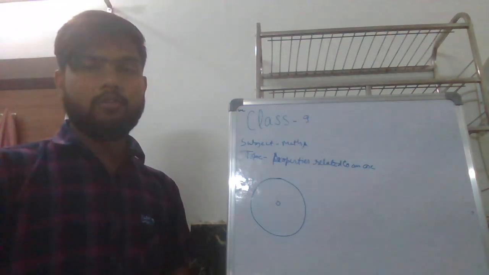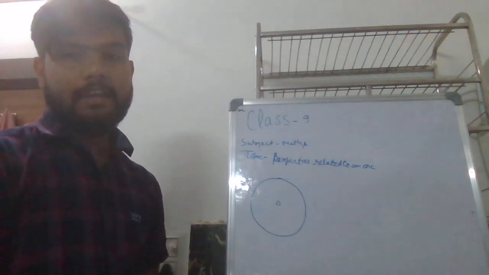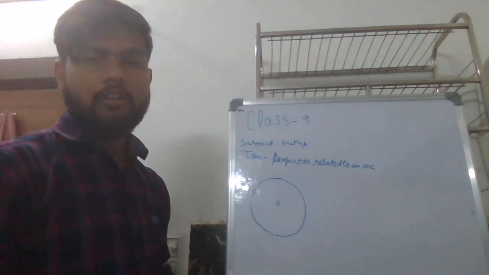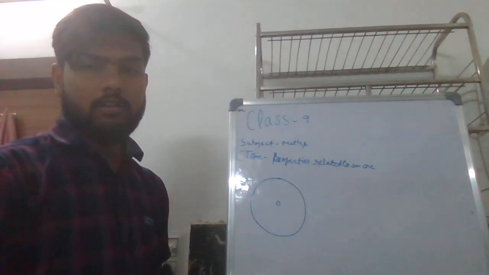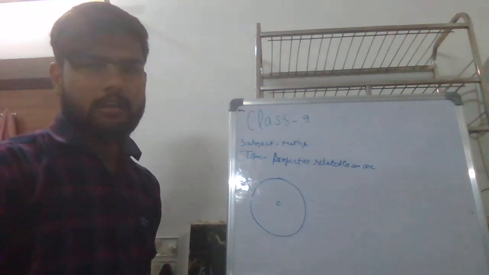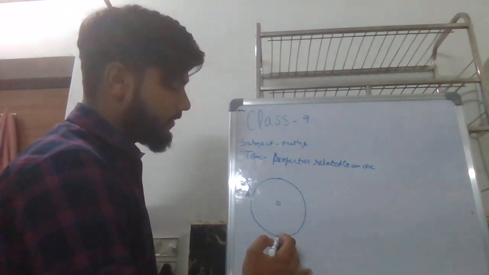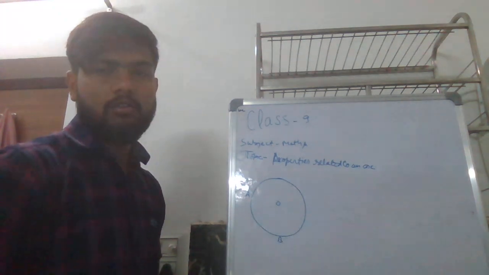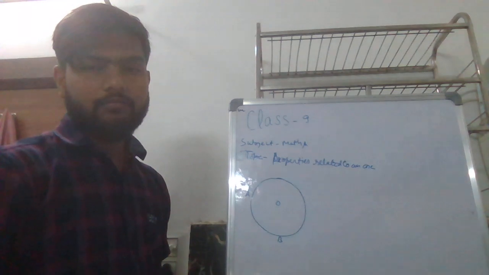Second, what do I have to do? Secondly, I have to mark an arc like AB. I have to mark arc AB, like this.